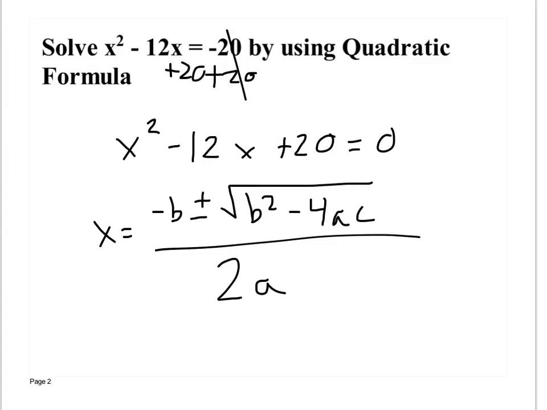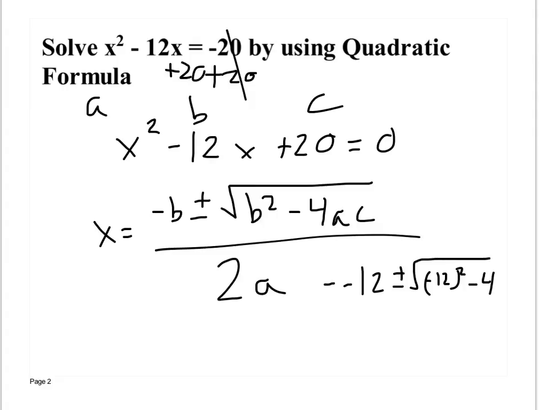So, here is a, here is b, and here's c. a is 1, b is negative 12, and c is 20. So, negative 12 plus or minus the square root of b squared, which is negative 12 squared, minus 4 times 1 times 20, all over 2 times 1. And what you do is you solve for it.